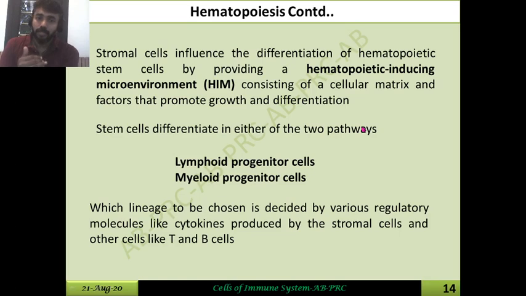And how will the stromal cells do that? It is through interaction of chemical signals called cytokines. So which lineage of the cell is to be synthesized is decided by regulatory molecules like cytokines, which are basically produced by the stromal cells on interaction with the stem cells. Not only the stromal cells, but T cells and B cells are also associated with the synthesis of these cytokines.